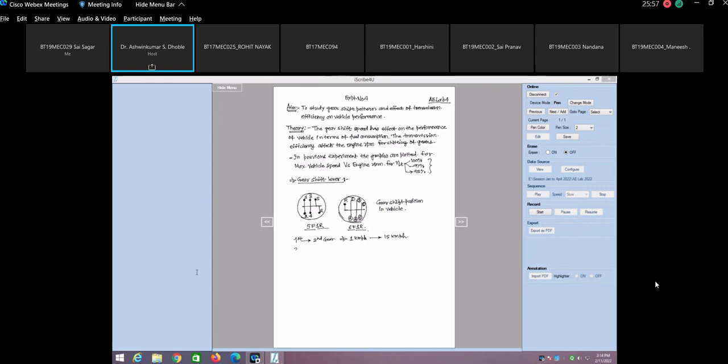Then from second gear to third gear, at what speed do we shift?